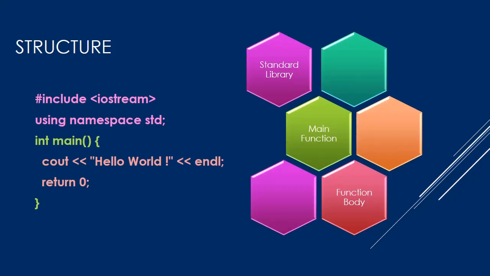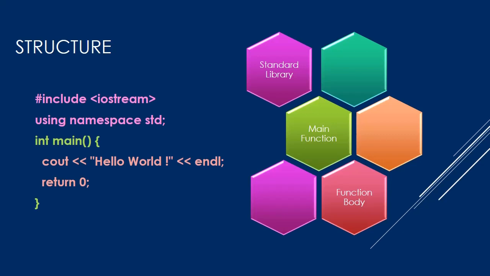Now, we will learn the structure of a C++ program. The basic structure of a C++ program has a standard library section, a main function section, and a function body section. In the standard library section, we define what all library files are to be used in this program. I've already said we have a load of library files. We will choose only those files which are needed to run this particular program.